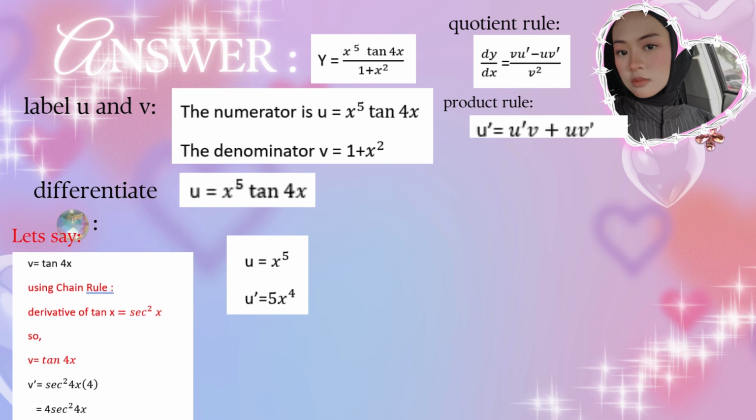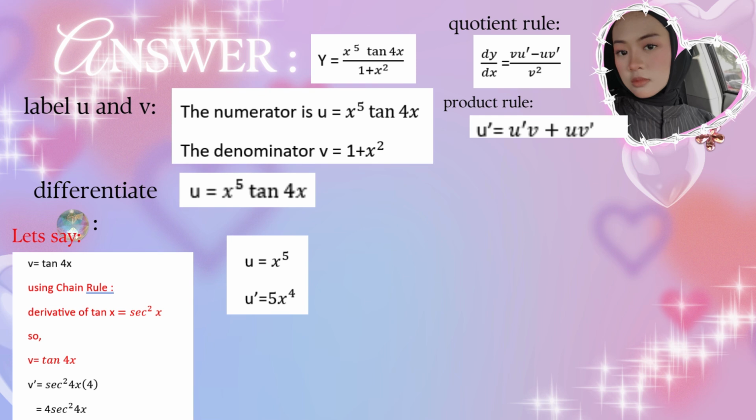So the differentiation of v, since it's tangent of 4x, we must use the chain rule. First step, the derivative of tangent x is secant squared x. But because we have the derivative of the inside, which is 4, we need to multiply it by 4 because of the inner function 4x. So the v prime that we got equals 4 secant squared 4x.